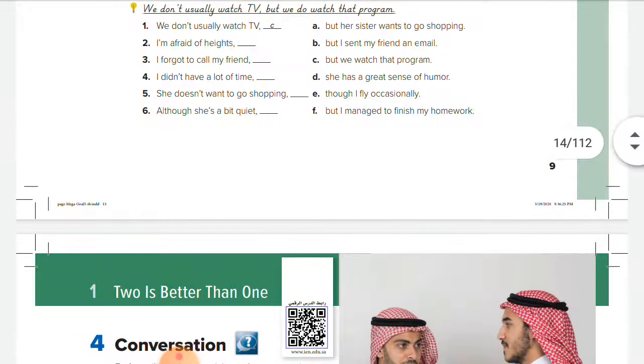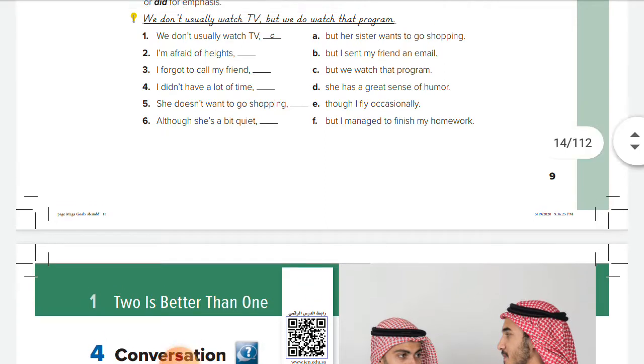The last exercise that we have today is to match. Number one is done for you. We don't usually watch TV. The other half of this sentence is C: but we watch that program. Number two, I am afraid of heights. The other half here is E: though I fly occasionally. Number three, I forgot to call my friend. The other half here is B: but I sent my friend an email.